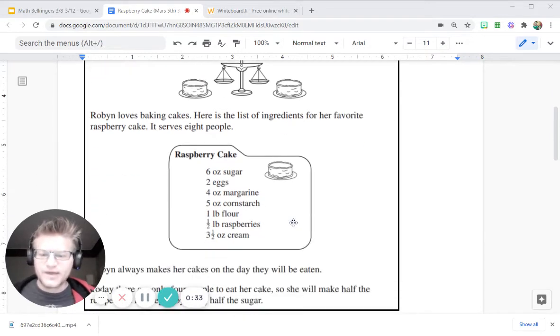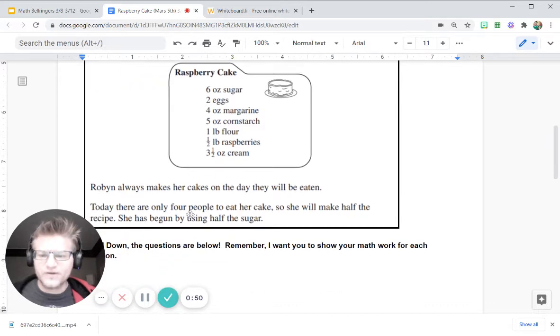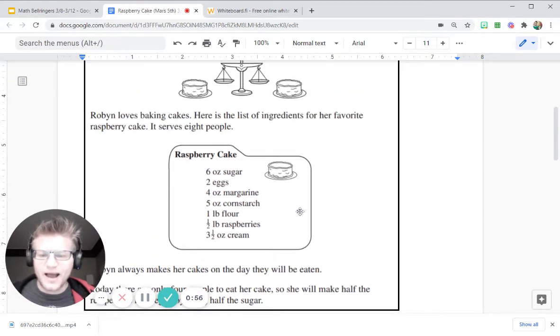So the raspberry cake problem starts with this idea. Let me hide this. Starts with this recipe. It tells you about baking cakes, and it says something important here. It says that it serves 8 people, right? But then the first thing they ask you to do is it tells you that there's only 4 people eating the cake. So it says they're only going to make half the recipe. So what I want you to do is think about how do I take a recipe and cut everything in half? How do I break it down if I only wanted to make half of something?